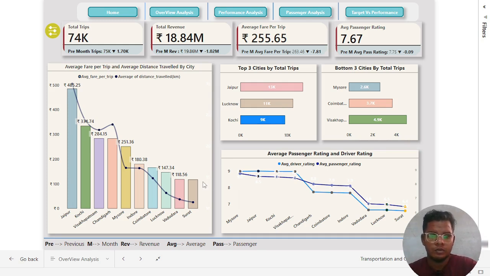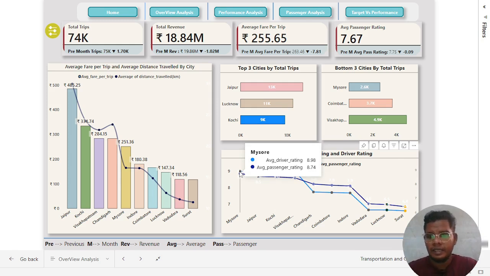And then Mysore holds the first place in the month of March. The average driver rating is 8.98. The average passenger rating is 8.74. Yes, this of course is good, right? But these things always vary from month to month, even day by day. But whenever it's an average, it means the overall month, right?